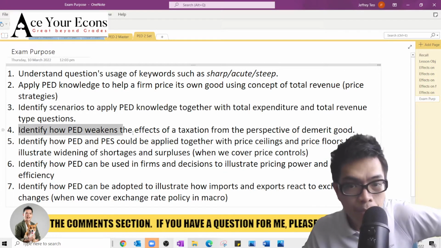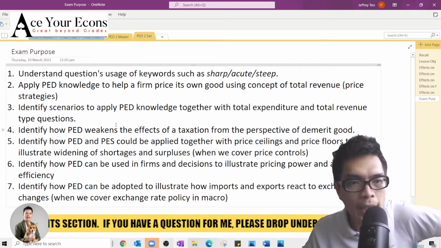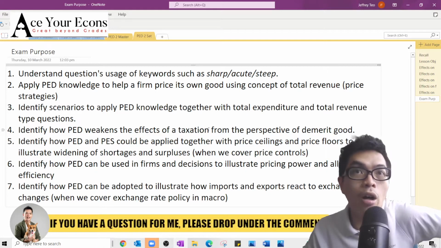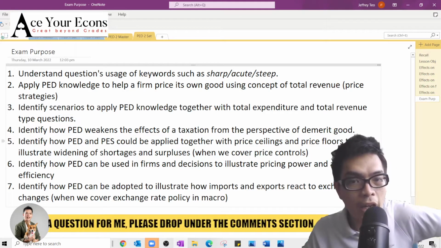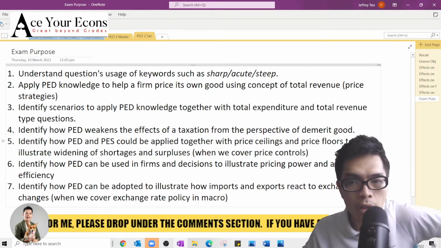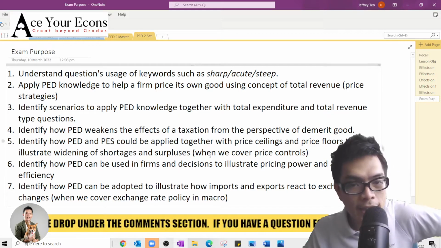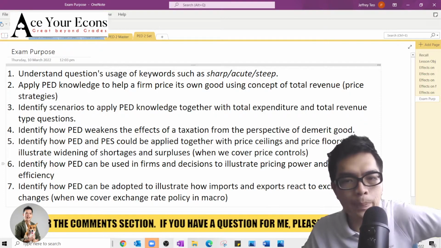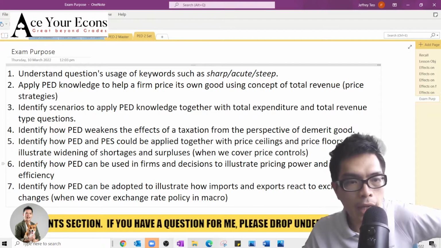Alright, so PED. When we cover the concept of demerit good in market failure, we'll find out how PED actually weakens the effects of a taxation. This is a constraint of a taxation that you often use when you want to talk about tax policies. So just now I've also shown you that PED and PES can be used with price ceiling and price floor in order to illustrate the magnitude of your surplus and shortage. Pricing decision, PED in firms and decision. I will show you somewhere in term 3 how PED actually affects the ability of firms to price its goods, and allocative efficiency.